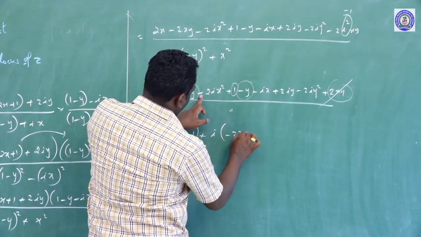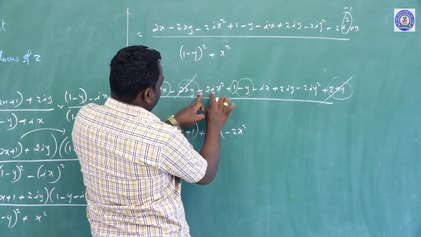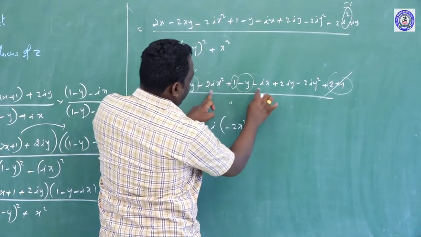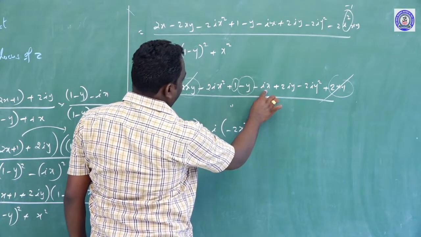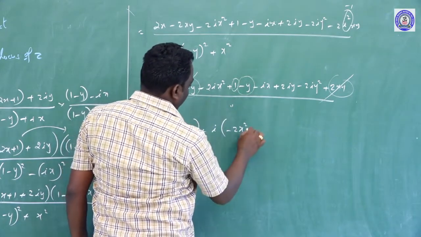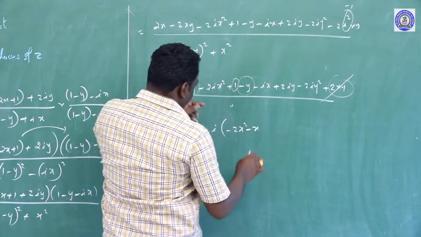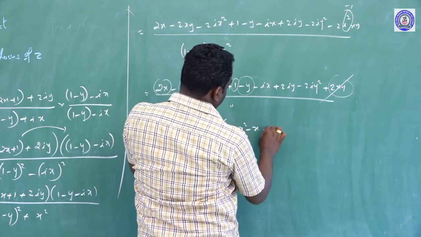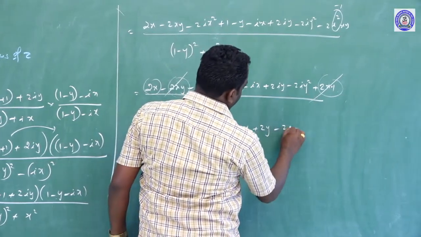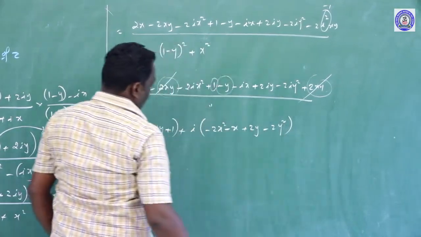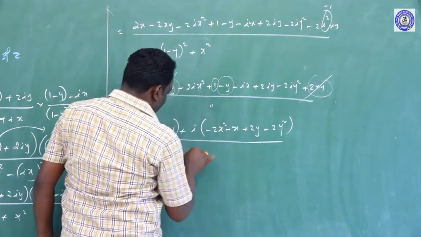Minus 2x². Taking i commonly, minus 2x². Then minus x, minus ix. Separating the terms, we get minus 3x. That will be separated: minus x. Minus x. Then plus 2y, taking i commonly, minus 2y², and by the same denominator.